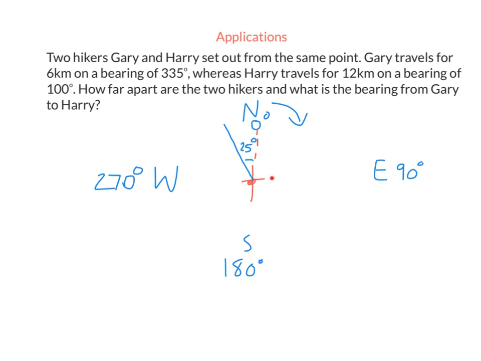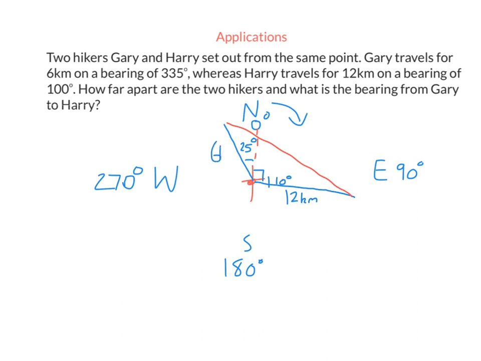So if east is 90 degrees, 100 degrees is just a little south of east. So he's gone here. His line will be much longer because he went for double the length. So this angle here would be 10 degrees because 90 plus 10 is 100. So what we want to do is make this into a triangle. So I can just join up the last side of the triangle.